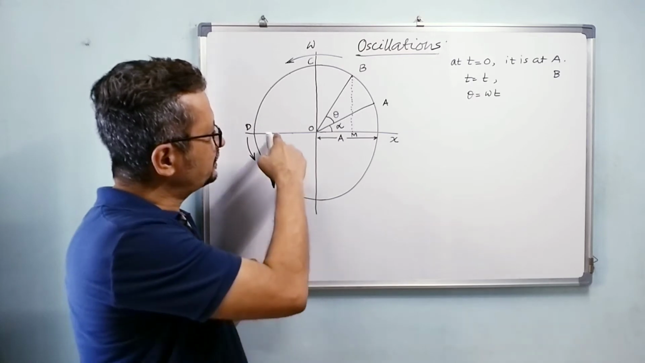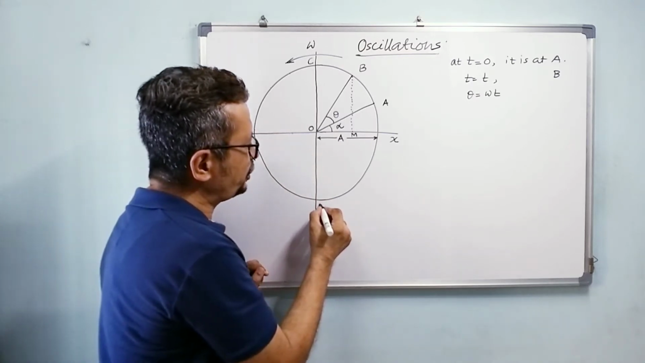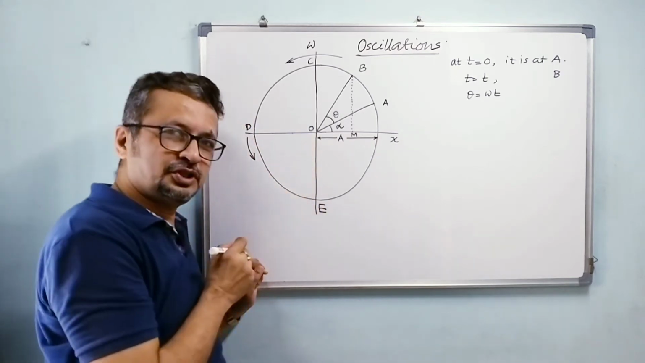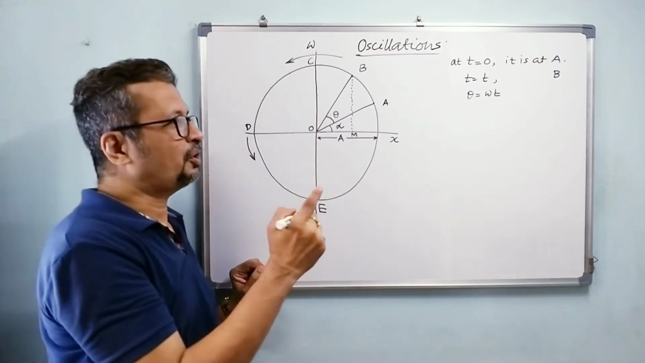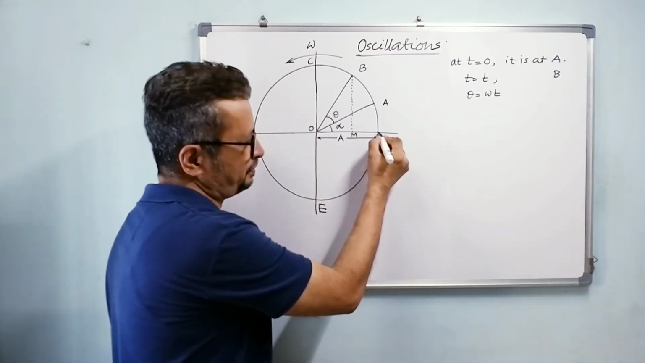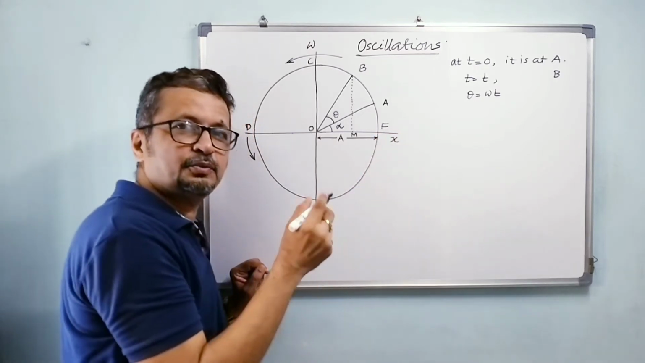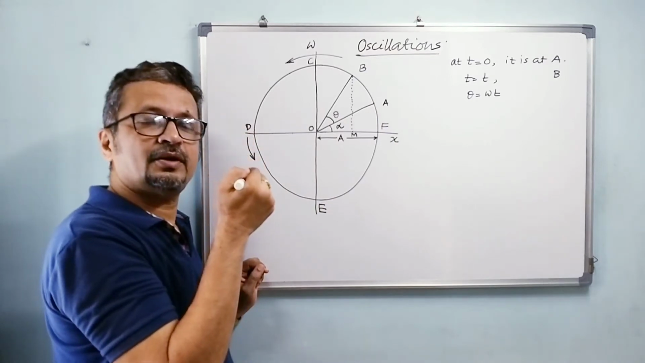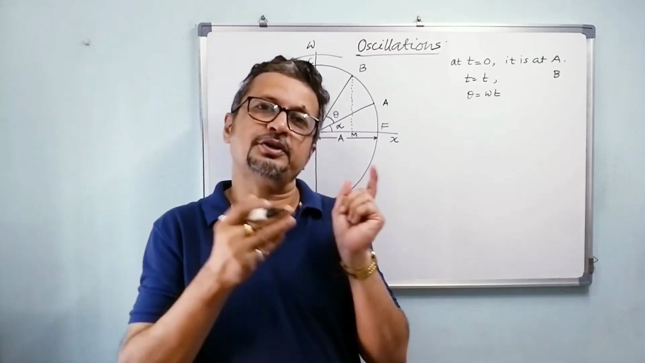When it is here, here, here, here, and when it is at point E, my projection will be again at origin, and this goes on, and finally the particle will reach here, and the projection will be at point F itself. Okay, and now it is not going to stop. Okay, it is going to continue moving.